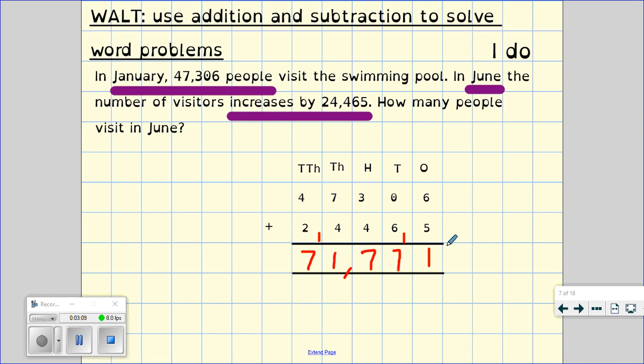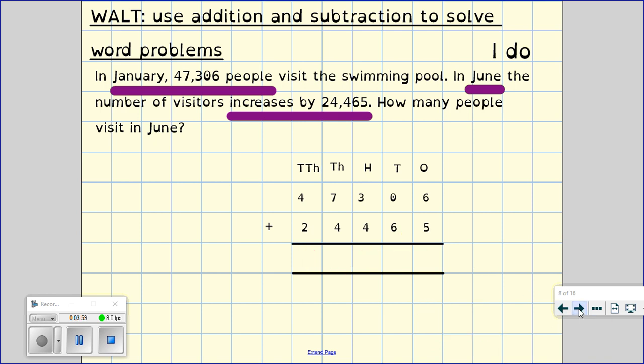Now, if you wanted to check that your answer was correct, you could do the inverse. So I'll just write that as quickly as I can. I'm not very good with these pens. So the inverse is doing the opposite. So I'd start off with 71,771. Then I would subtract 24,465. And if I've worked it out correctly, the answer here would be 47,306. So it's a really good idea to use the inverse to check that you've done that accurately.